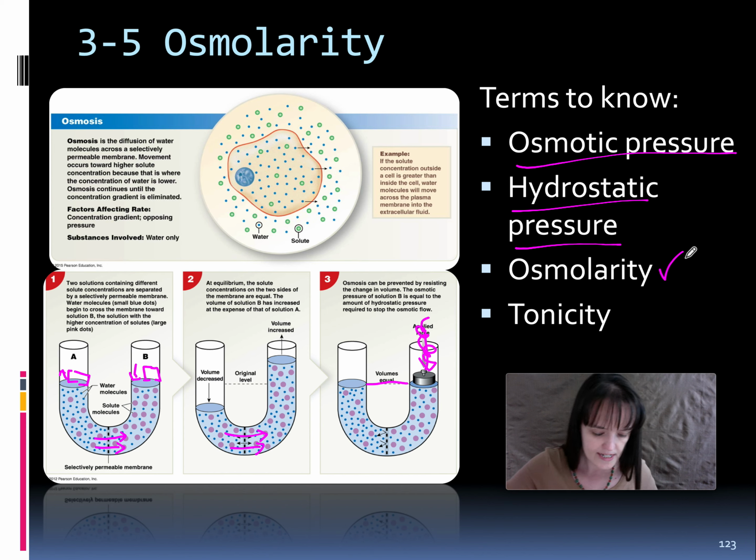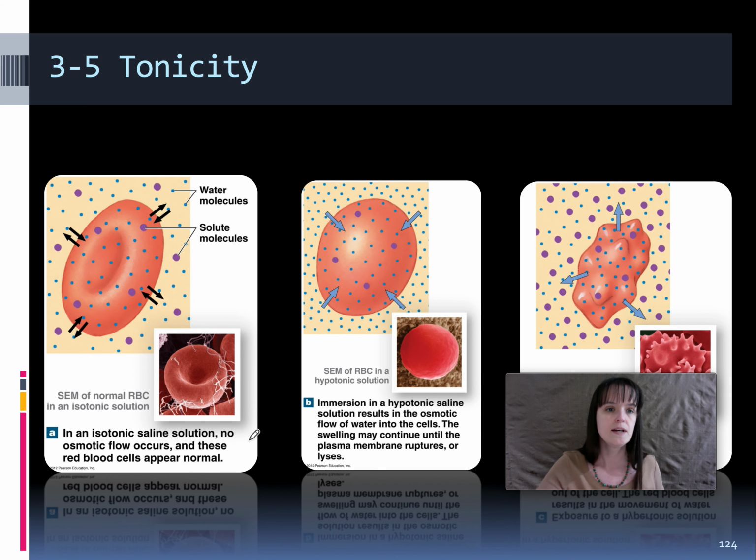And osmolarity is something you can measure, so this is a numbers thing. And tonicity describes the effect of the osmolarity on the cells. So there are 3 parts of tonicity. So let's talk about those. They're on the next slide. Oh, there's the arrow. They're on the next slide.